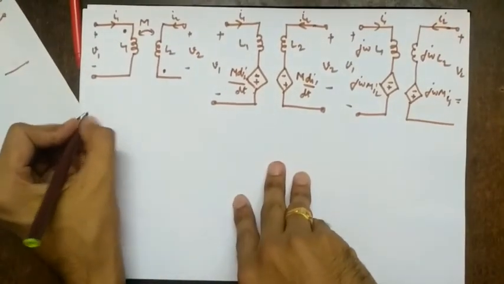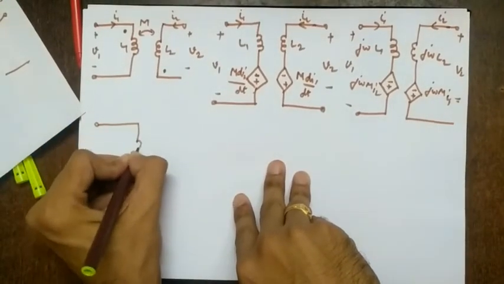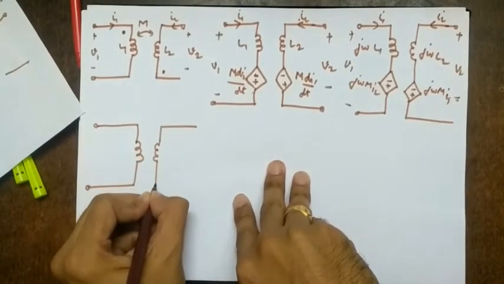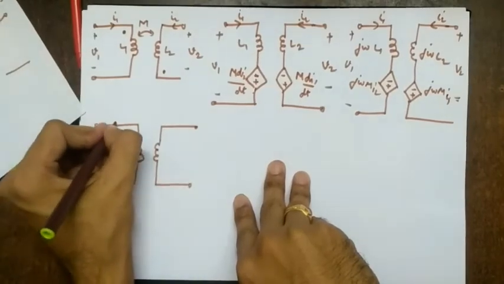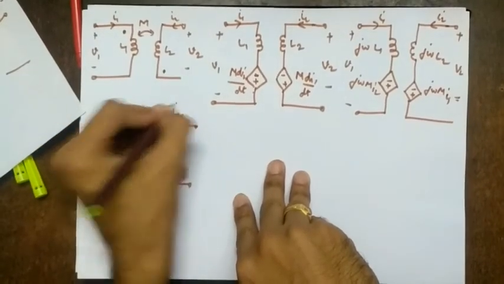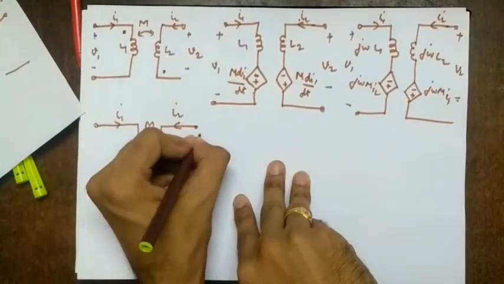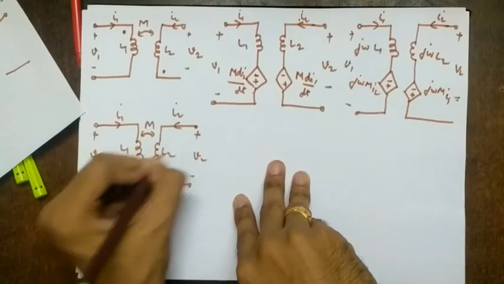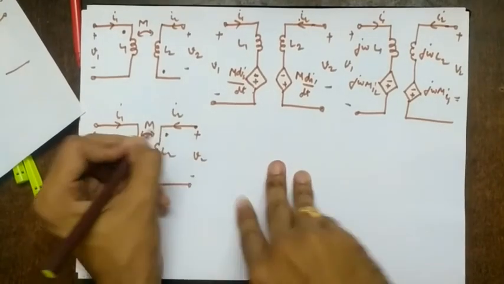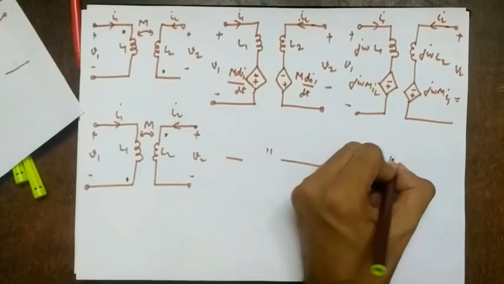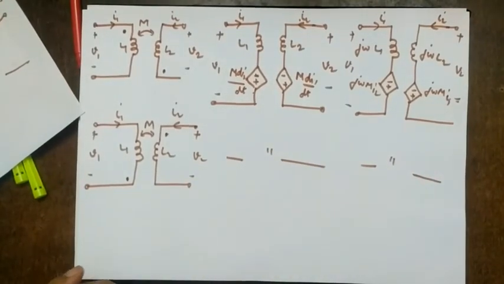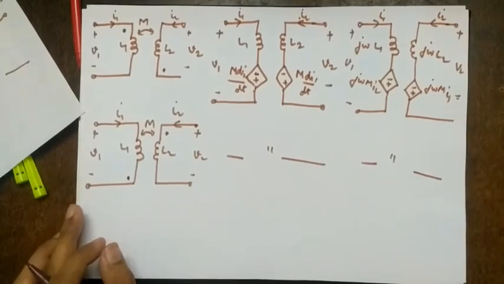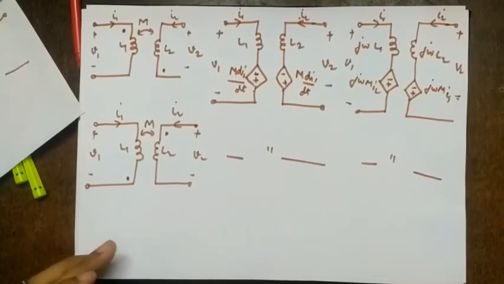And what is the final case? So I1, I2, this is the mutual flux, this is V2, this is V1, this is L1, this is L2. And how are the dots placed now? Like this. So again, if you derive this as I explained in the previous case, we'll get the same network. Okay. So what are these? Coupled. These are called coupled circuits.